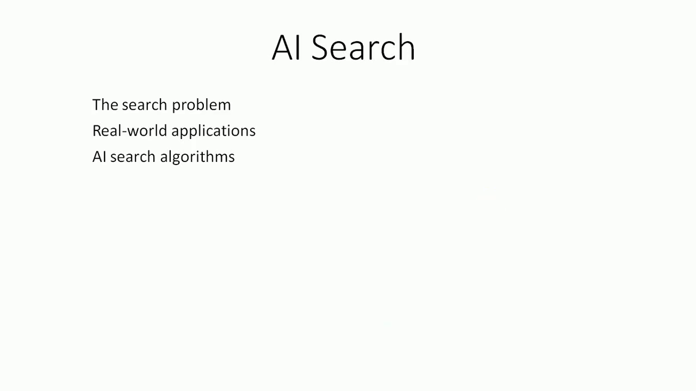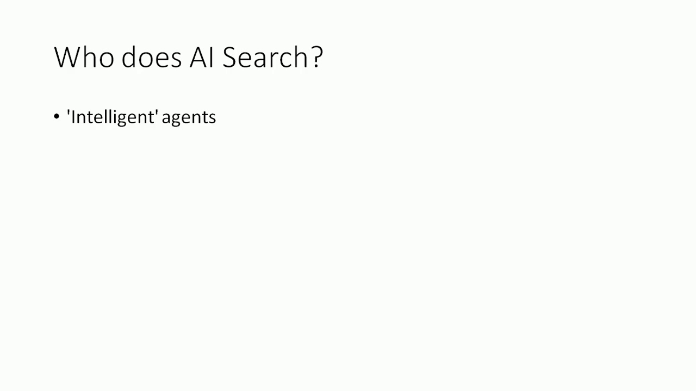So in this video playlist, we will go over the topic of AI search or state space search, and we'll formally define the search problem. We will go over certain real-world applications or examples of AI search, and we'll also discuss certain AI search algorithms. So the first question that one must ask is, what is AI search and who does AI search?